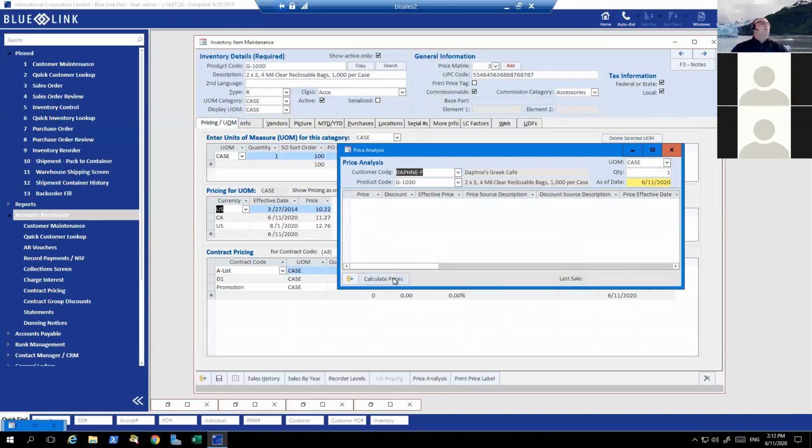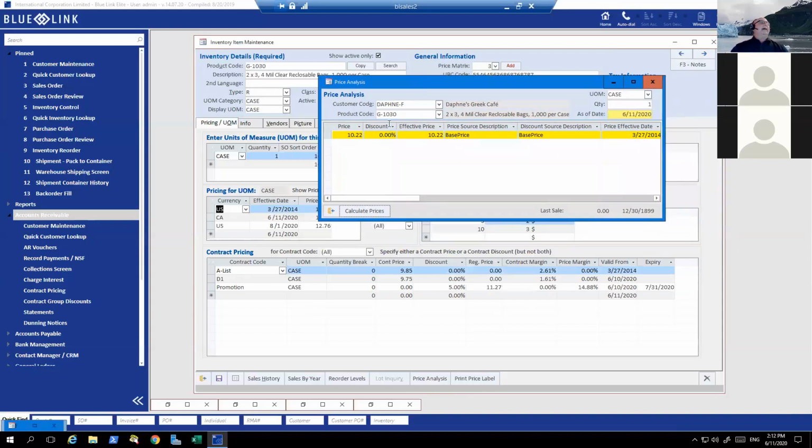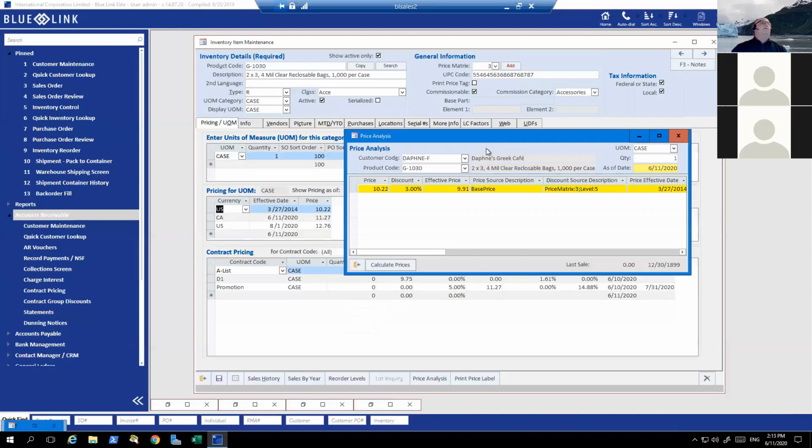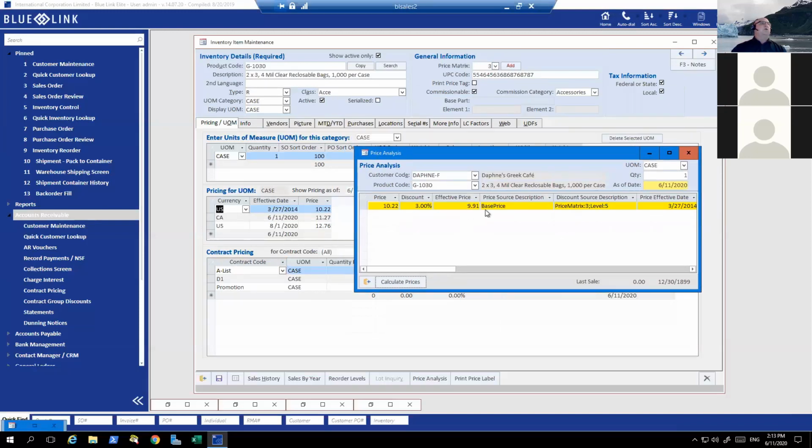And if I say a case of 1 and I do calculate prices, it's going to actually give me the price. Okay, so what happened here is that I did not go into the system and update this. If I go in and do a refresh on the inventory and a recalculate, it's actually going to give me the price matrix of this particular price now, 1022, plus the 3% discount for the price matrix. And this would be the effective price of $9.91 that this particular customer would get the product for, okay?